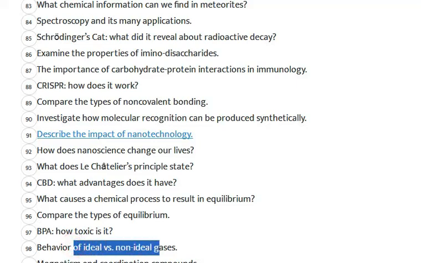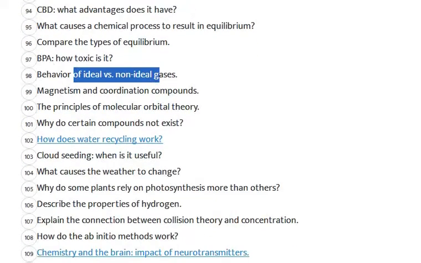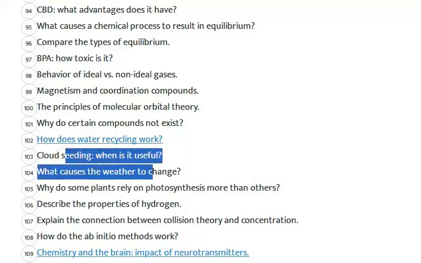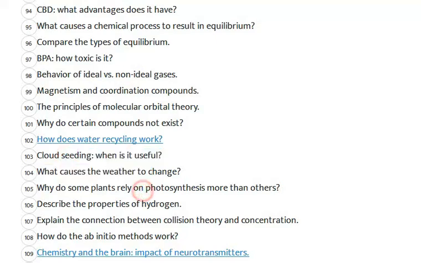Behavior of ideal versus non-ideal gases. Magnetism and coordination compounds. The principles of molecular orbital theory. Why do certain compounds not exist? How does water recycling work? Cloud seeding. When is it useful? What causes the weather to change?